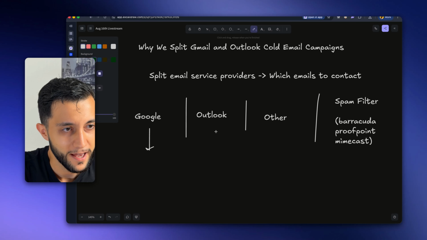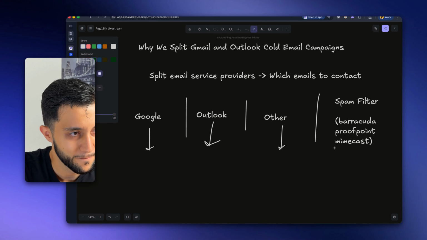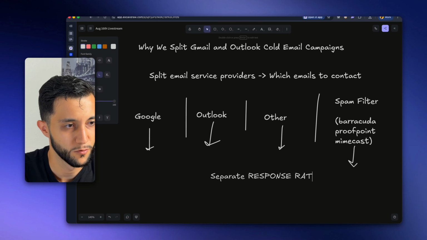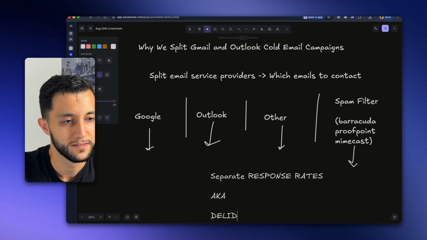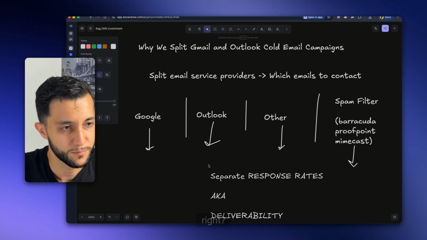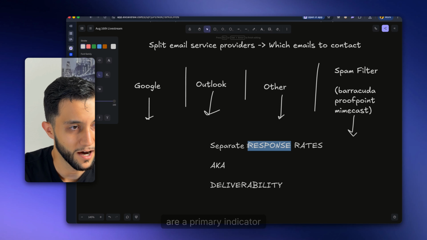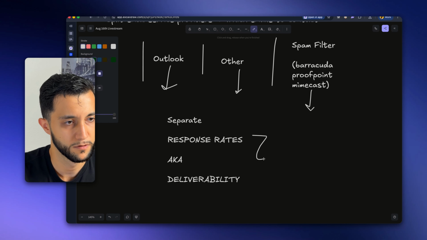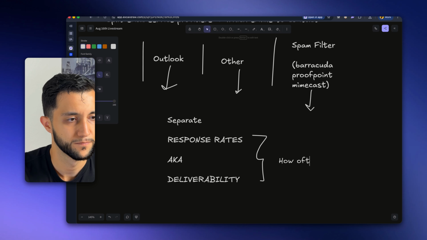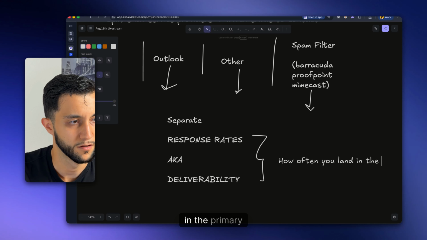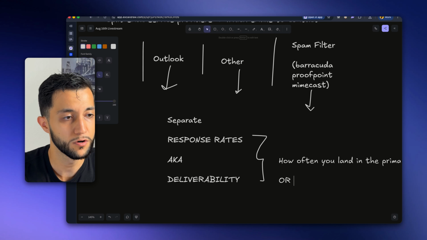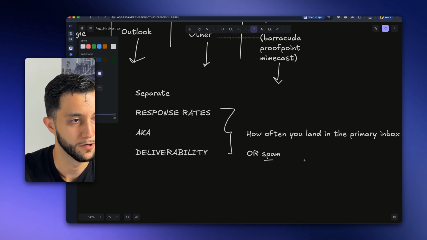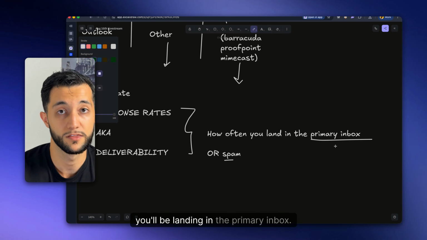Which is that each and every single one of these will give you separate response rates, aka deliverability, right? Because the response rates are a primary indicator of how often you land in the primary inbox or spam. If you have bad response rates, you'll be landing in spam. If you have solid response rates, you'll be landing in the primary inbox.